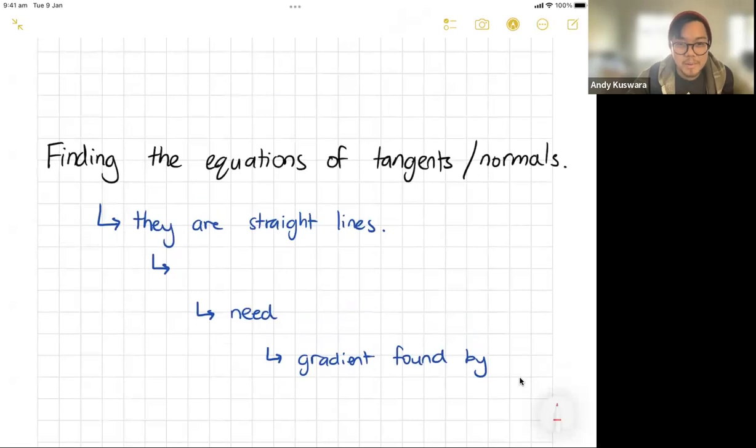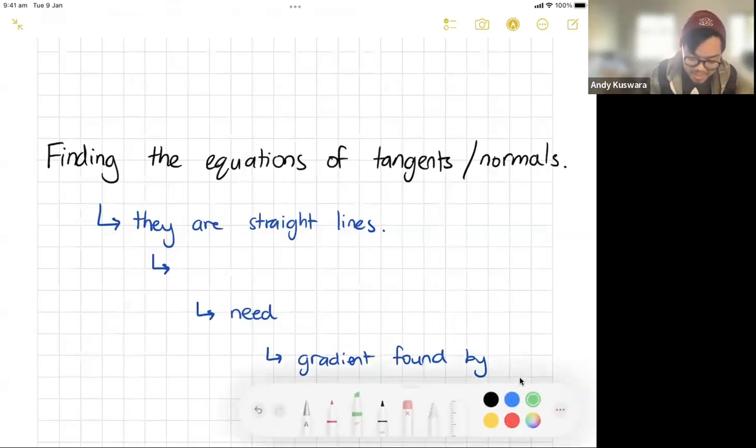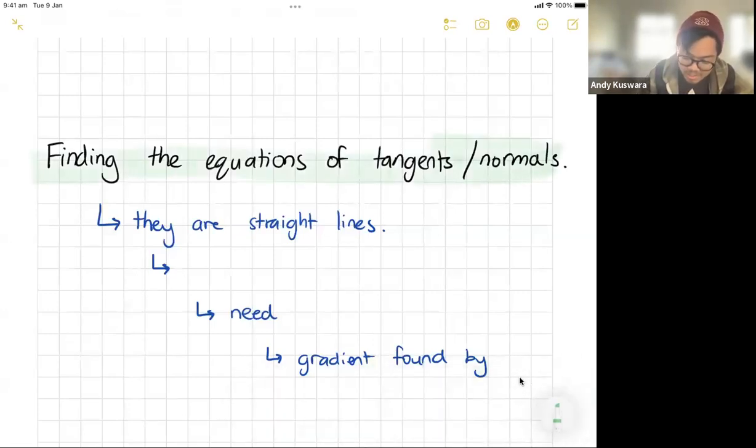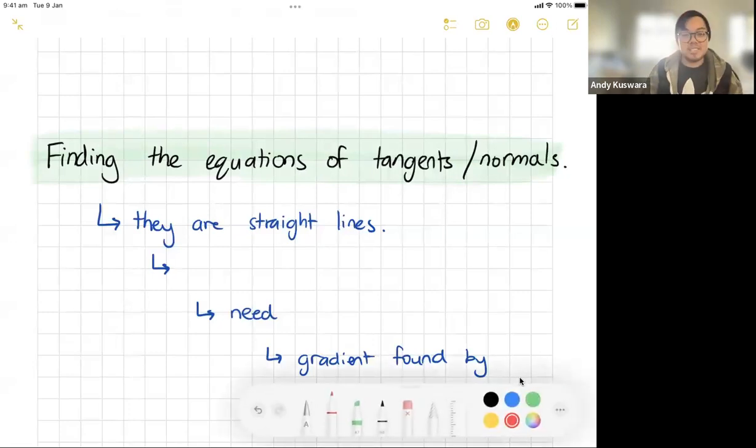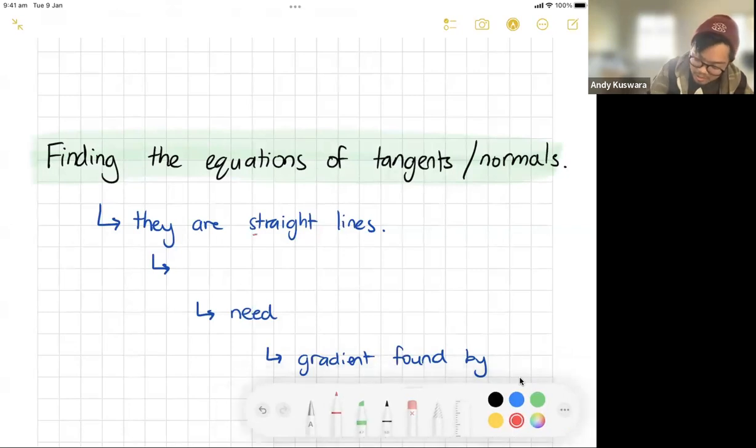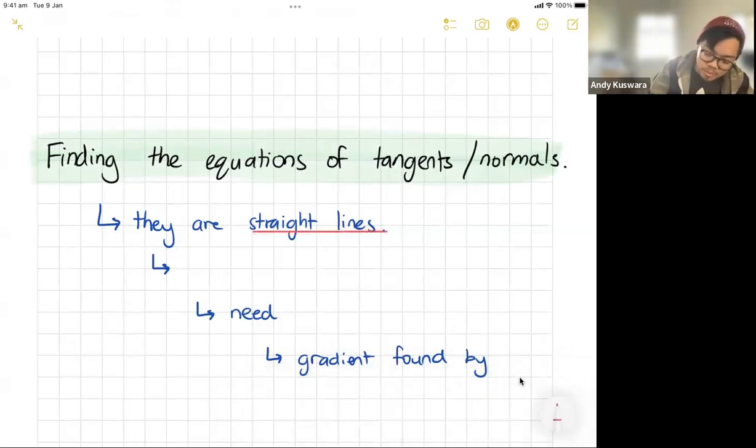Now, I'm going to try my best here. I wrote this a while back, but I'm going to see if I can remember what I actually meant by leaving in these gaps. Now, this whole lesson is about finding the equations of tangents and normals. Okay, now, as we saw before, they are straight lines. So I need you to think, if we're talking about straight lines, one formula should be coming to mind.